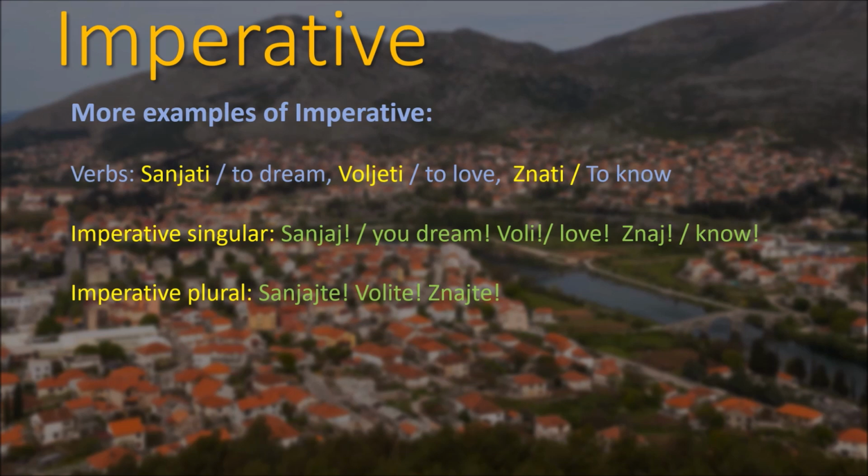Imperative plural for these same verbs looks like this. It's very simple, right? Once you have singular, you add te, and there's your plural. Sanjaj, sanjajte, that's our plural. Voli, volite, plural for love. And znaj, znajte, know.